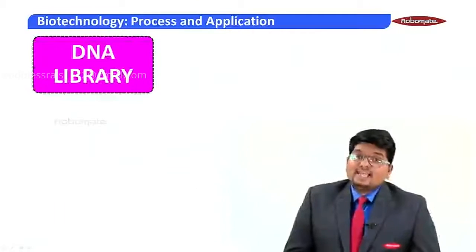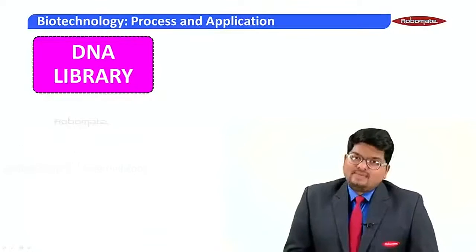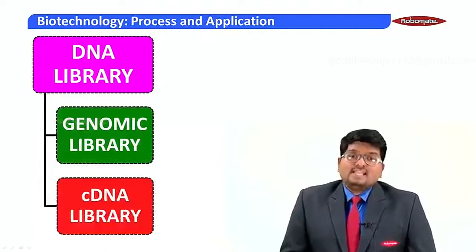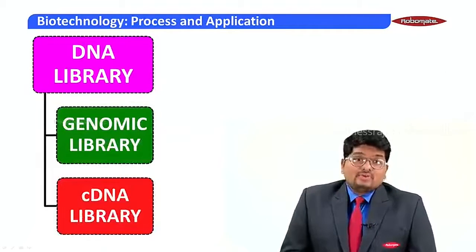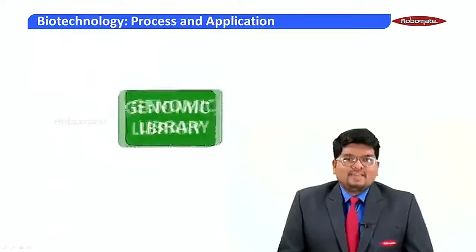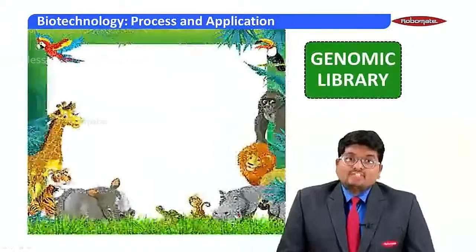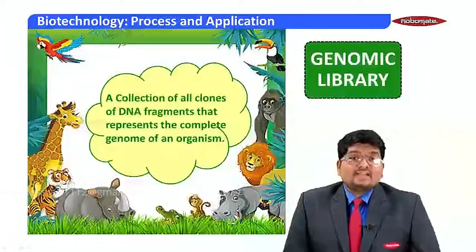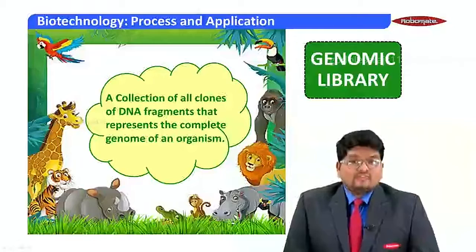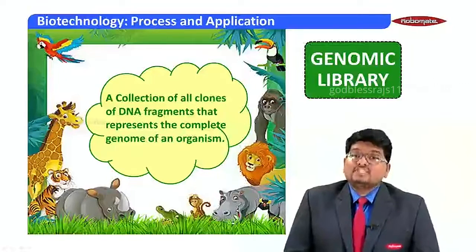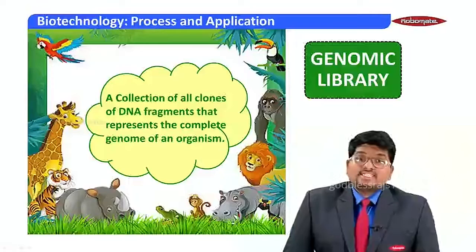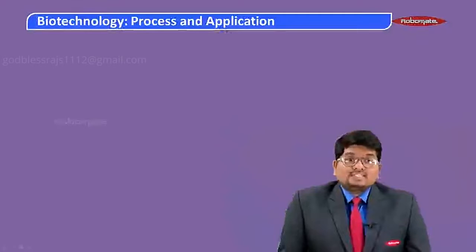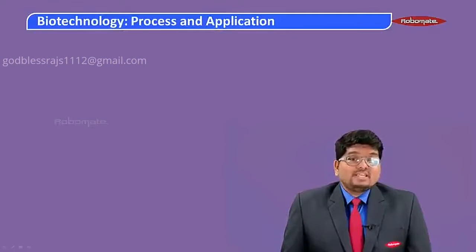Now let us study the types of DNA library. The first type is genomic library, and we also have cDNA library, and in this module we shall be dealing with genomic library. So what is its definition? Genomic library is the collection of all clones of DNA fragments that represents the complete genome of an organism. So this is the definition of genomic library. Remember that, students.